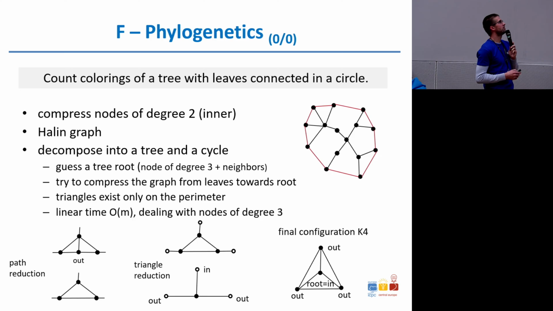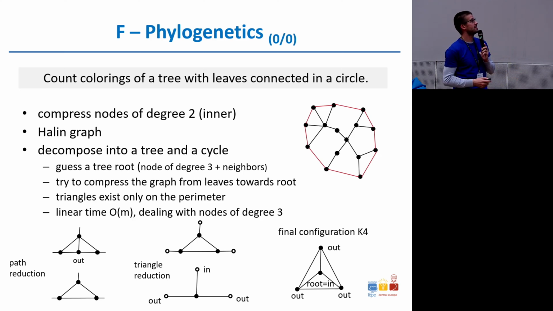All right, so if this wasn't hard enough, we have one more. And this was phylogenetics. The task was to count colorings of a bit special graph, which is kind of a tree, but not just a tree. So it's a tree with its leaves connected in a circle. So if we draw some planar embedding of this tree, we're also going to connect these leaves in a circle, and we have to figure out a way to count the colorings of this tree with some fixed number of colors.